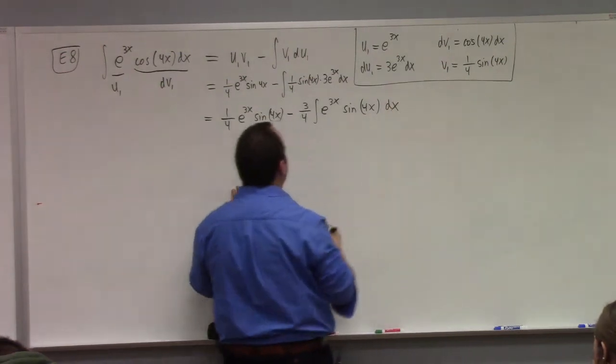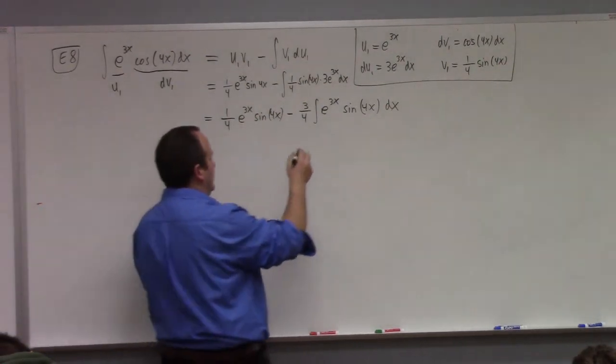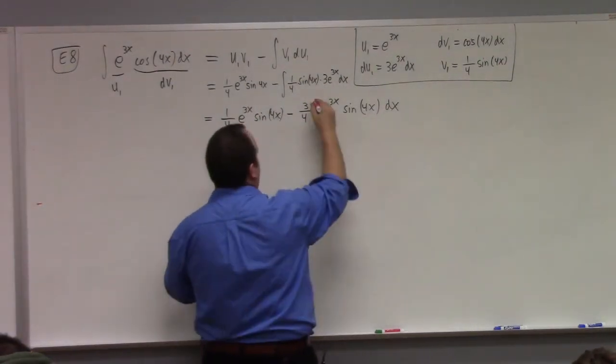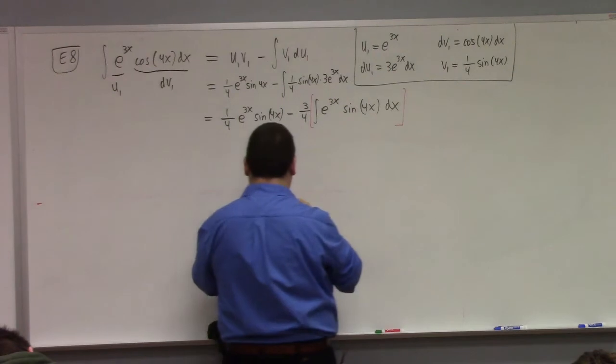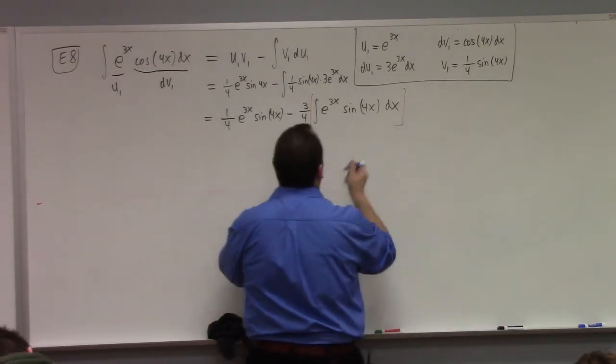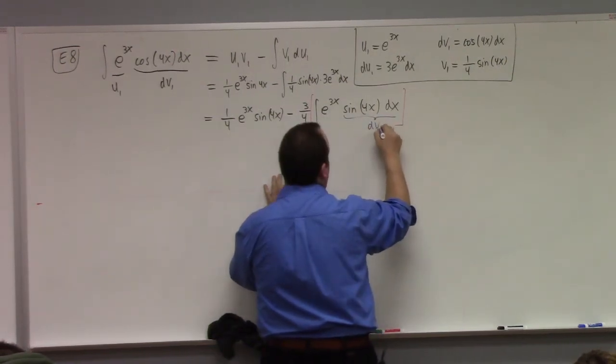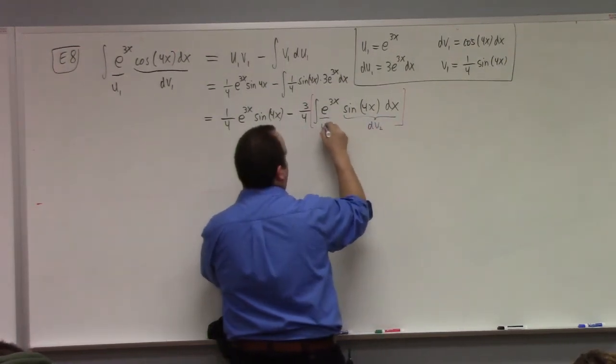Let's see here. Oh, look. So now we've got e to the 3x sine of 4x. What are we going to do? Right, so we're going to focus our attention on this piece. We'll let this thing be our dv2. I'll let this e to the 3x be my u2.